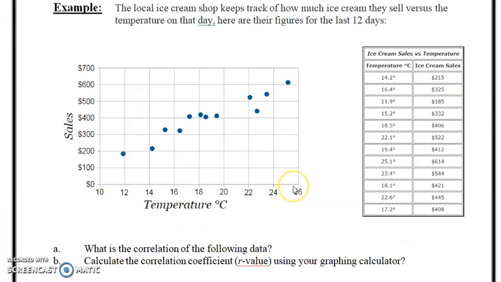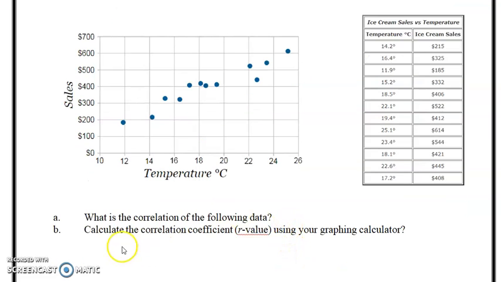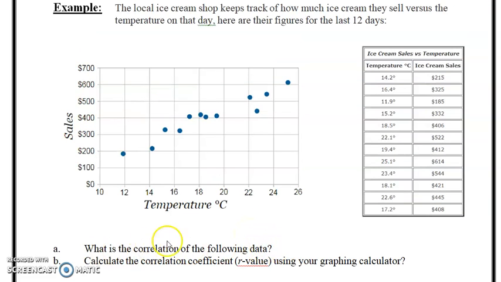Let's look at this example here. We have ice cream sales versus temperature. So we have temperature on the x-axis and sales on the y-axis. So I'm going to graph this data with you on the graphing calculator like we did, all right? And then we're going to talk about what is the correlation of the following data, and we're going to calculate the correlation. So those will kind of go hand in hand.